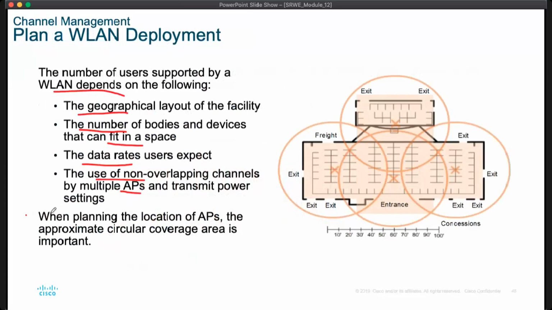When planning the location of APs, the approximate circular coverage area is important. This is the diagram.